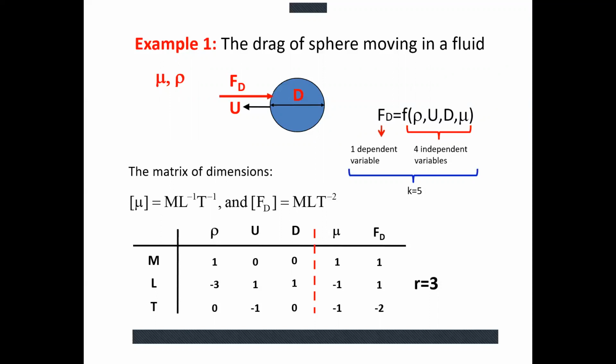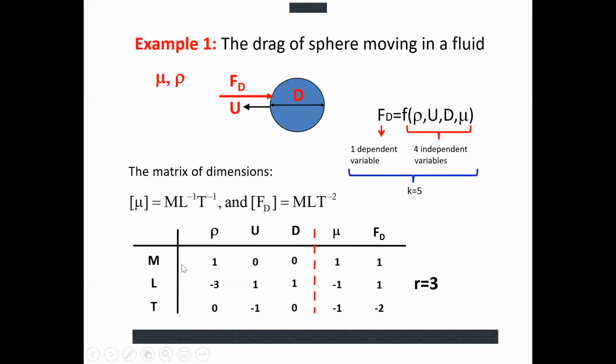Having a look at dimensions, please note that the dimension of density is mass divided by volume, so mass divided by L cubed. Dimension of velocity is length divided by time. Dimension of diameter is just length. Dimension of mu is mass over length time. If you are not sure, you can use Newton's law of viscosity in order to obtain the dimension. And the dimension of force is mass length over T squared. You can also obtain the F dimension from Newton's second law, F equals ma.